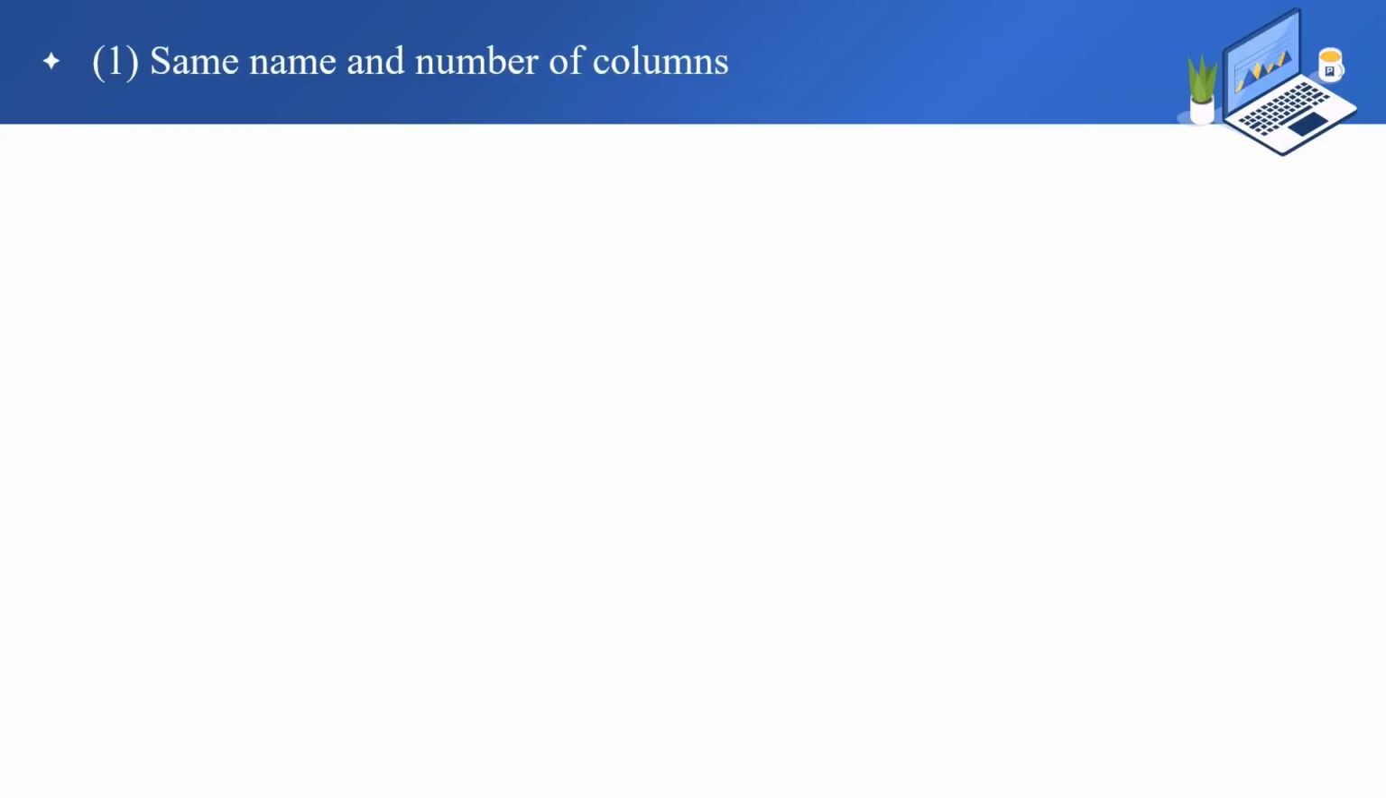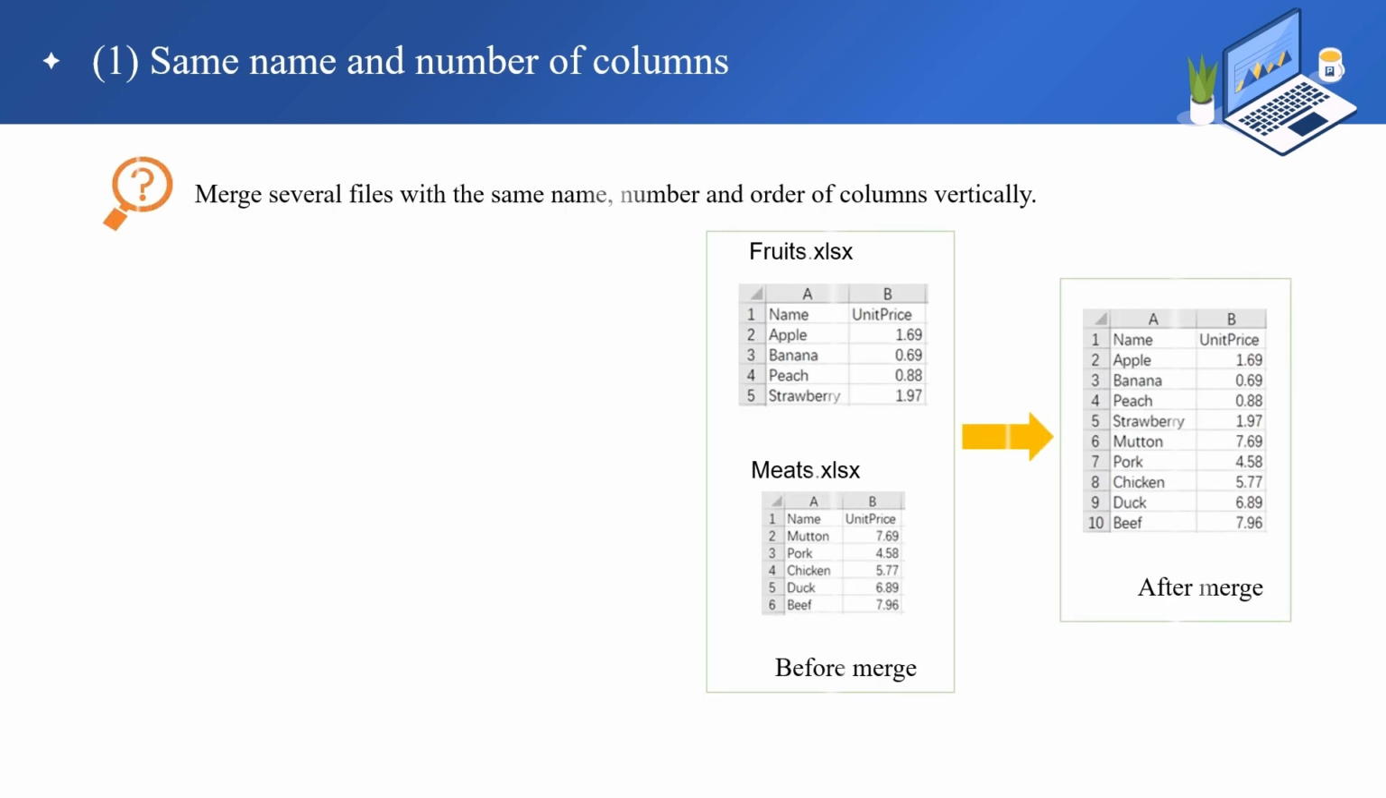1. Merge files with the same name and number of columns. Merging files with the same name of columns is also called same structure merge, which is the simplest and most common way of merging. Simply put, it is to merge several files with the same name, number, and order of columns vertically. For example, there are 2 Excel files with exactly the same name of columns, and the merged table is like this. This requirement is to simply concatenate the data in the tables together.